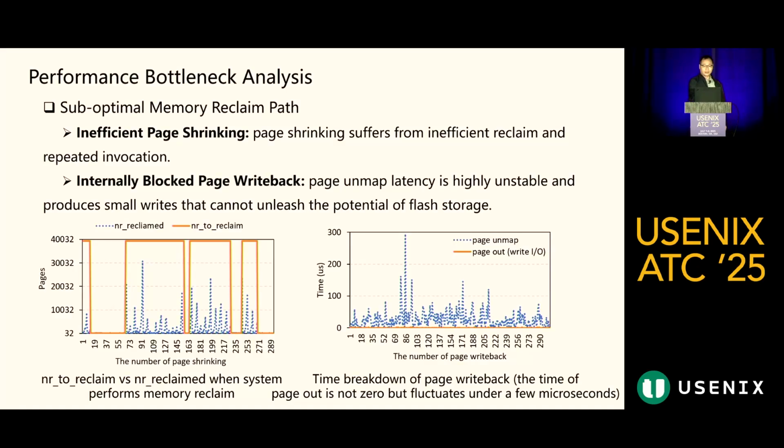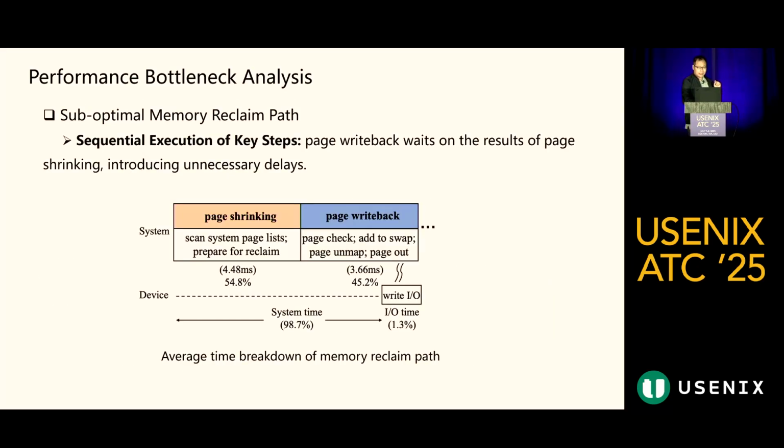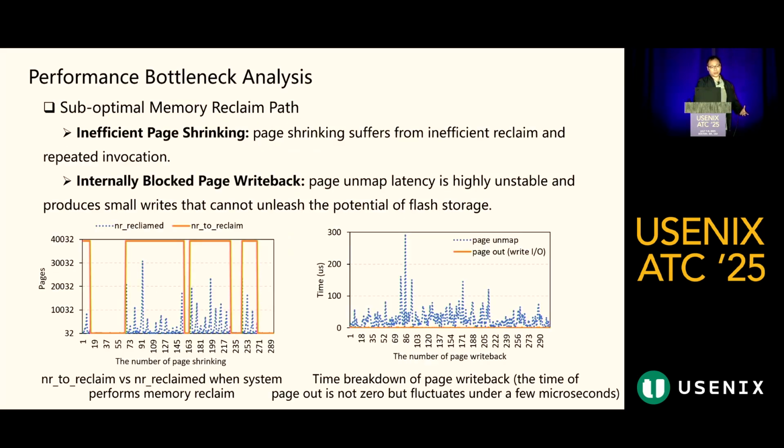Okay, so these 3 issues in the memory reclaim path are the big challenge for optimizing the reclaim throughput of the storage. The first one is the sequential execution of these 2 steps. The second issue is the inefficient page shrinking, and the third is that it internally blocks the page writeback.